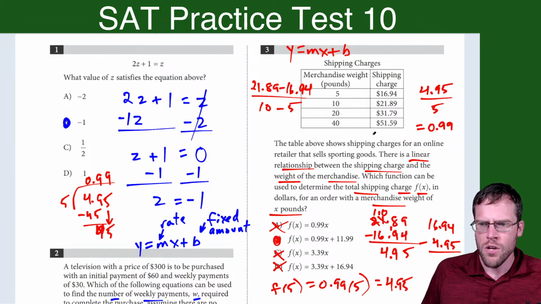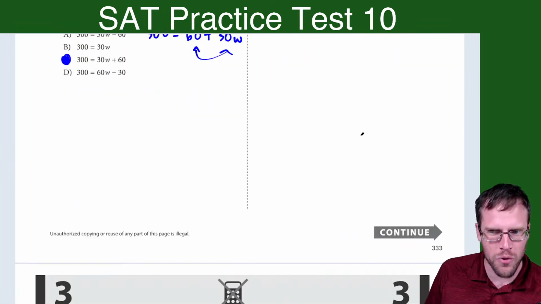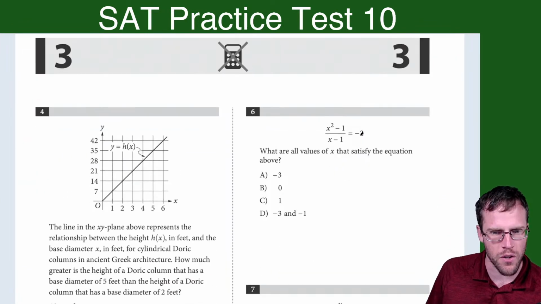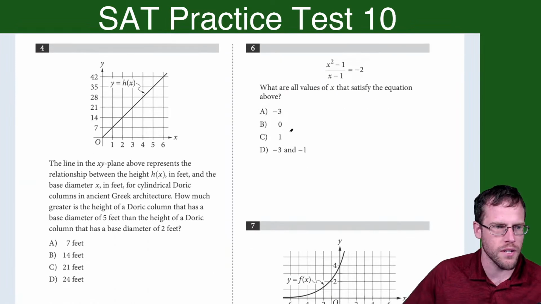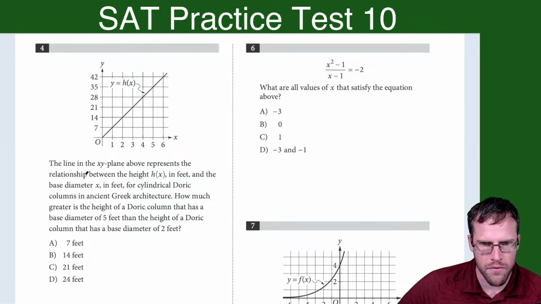All right, so moving on to the next one. And I'm not going through all that because time is money. You don't want to spend too much time on one question. All right, so here, let's see. We have the line in the XY plane above represents the relationship.